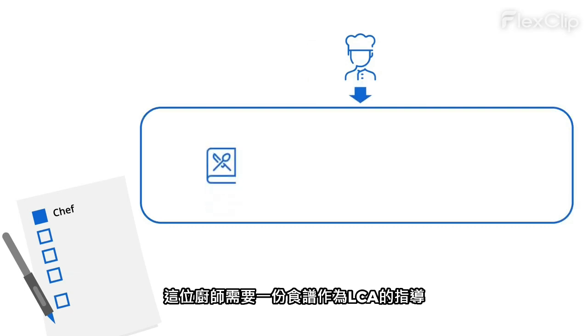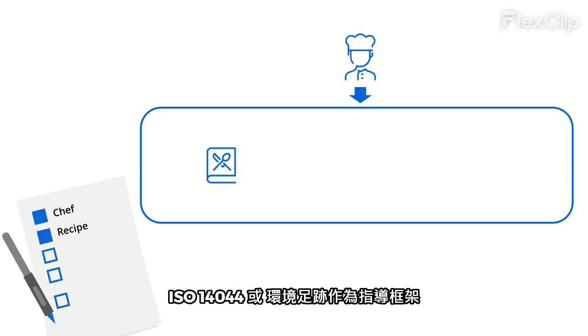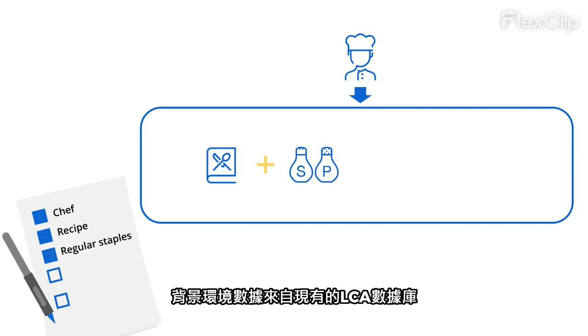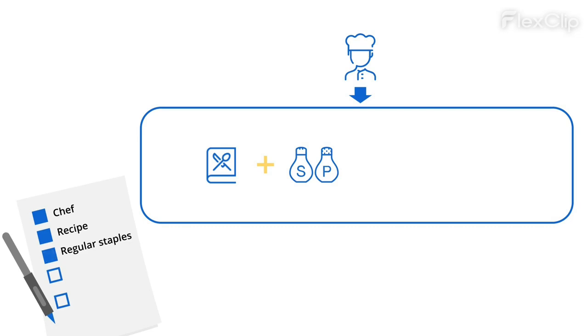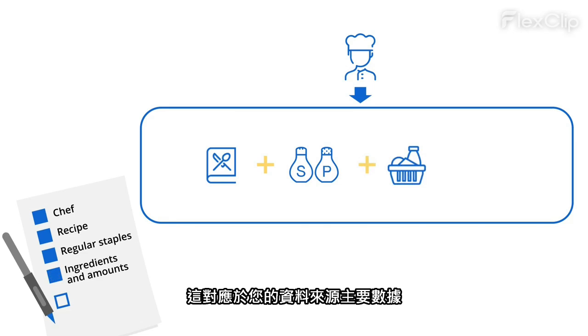Consecutively, this chef needs a recipe as a guideline. For LCA, this represents the standards and methodologies. You can follow established standards like ISO 14040 or 14044, or the product environmental footprint as a guiding framework. Next, you will need your ingredients. This is twofold. You need some regular staples, the background environmental data from existing LCA databases. And additionally, you need the specific ingredients for your recipe. This corresponds to your foreground, primary data that is specific to your company or organization.